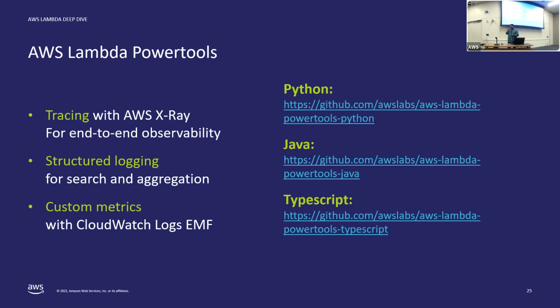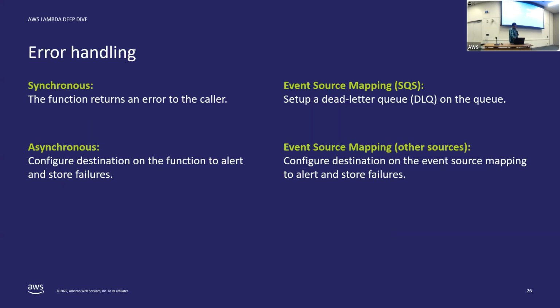We also have tools like Lambda Powertools. I would highly suggest using them if you're building. It is available for Python, Java, and recently started with TypeScript. There are some cool abstractions built over logging, metrics, and tracing, so start using them. Error handling, we did talk about. If it is synchronous, the caller has to handle. Otherwise, you start using Lambda destinations or DLQ.